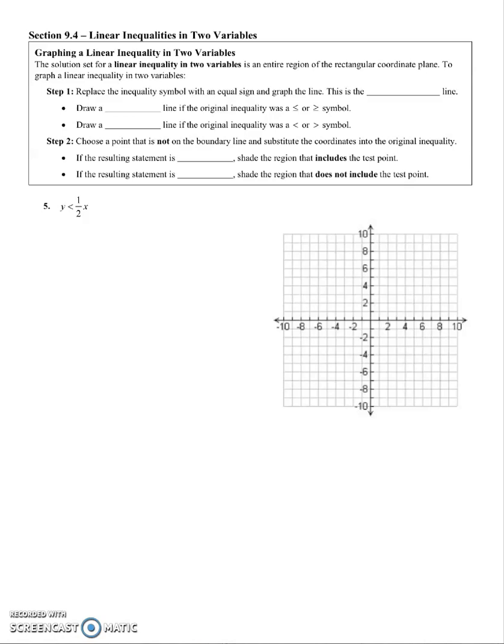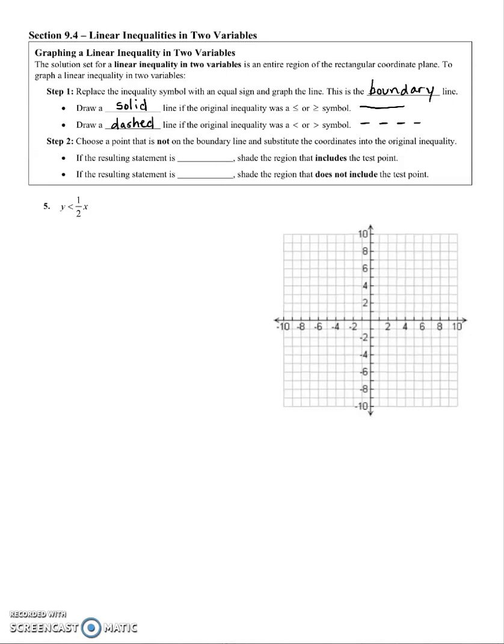And to graph these, here's what we do. We start by replacing the inequality symbol with an equal sign and graph the line that gives us. That's what we call the boundary line. So we draw a solid line if the original inequality was less than or equal to or greater than or equal to, so if it includes equality. And we draw a dashed line if the original inequality was strictly less than or strictly greater than.